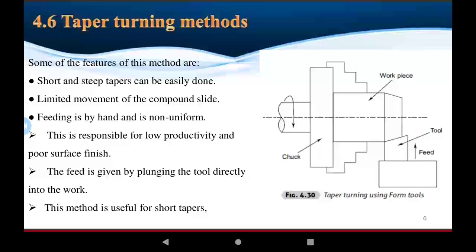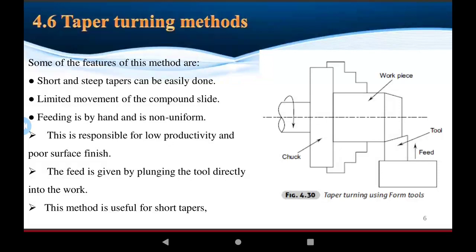Some of the features of the method used in taper turning with taper tools: the operation is performed with the help of computer programs, which give the values of x, y and z and other commands for the workpiece, and the machine starts the operation.